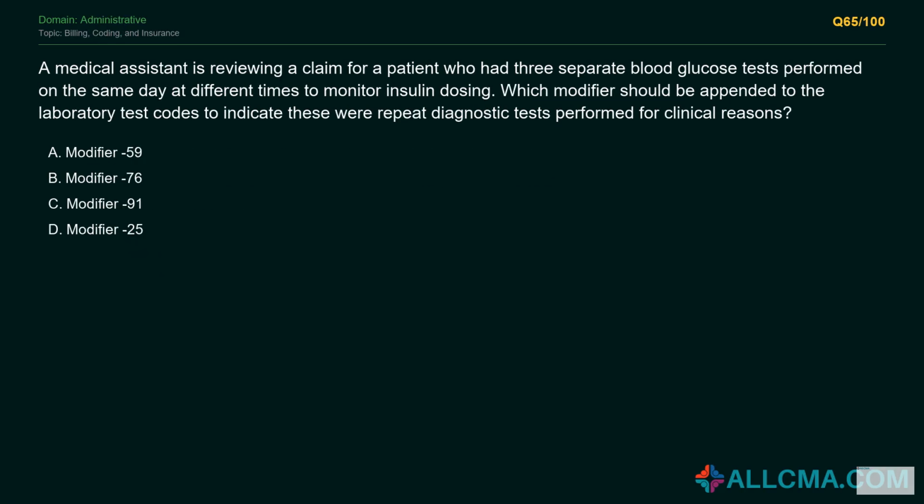Question 65. A medical assistant is reviewing a claim for a patient who had 3 separate blood glucose tests performed on the same day at different times to monitor insulin dosing. Which modifier should be appended to the laboratory test codes to indicate these were repeat diagnostic tests performed for clinical reasons? Option A. Modifier -59. Option B. Modifier -76. Option C. Modifier -91. Option D. Modifier -25.